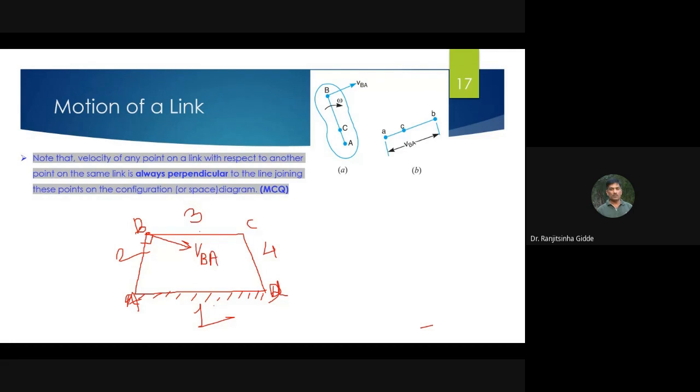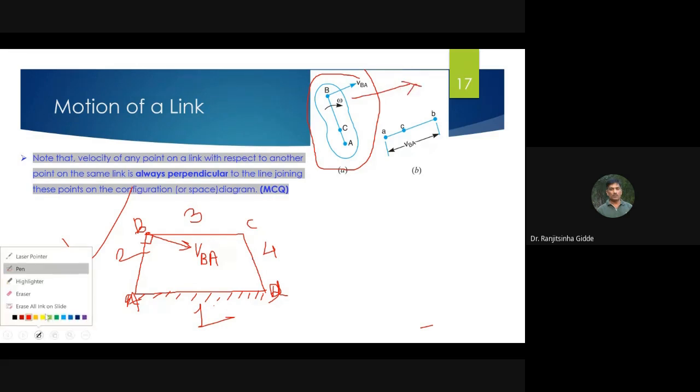VBA, velocity of B relative to A. And how is it indicated? In this way we have indicated for this configuration. So for this configuration, how to indicate VBA? Just by drawing this arrow, and what will be the direction? It is in this direction.